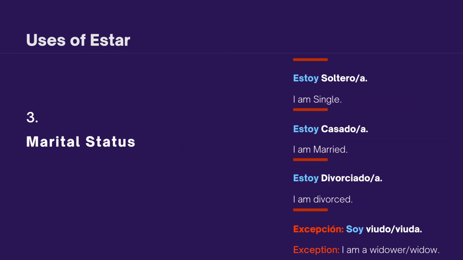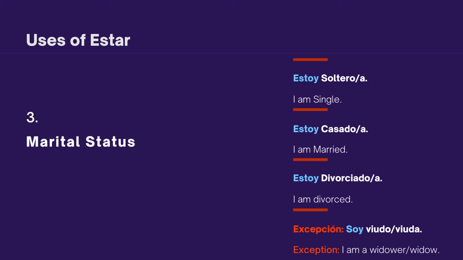The third use of Estar is marital status. So this is very simple. Basically saying if you're single, married, divorced, etc. Okay, so we have estoy soltero or estoy soltera, I'm single. Estoy casado, estoy casada, I'm married. Estoy divorciado, estoy divorciada, I'm divorced.